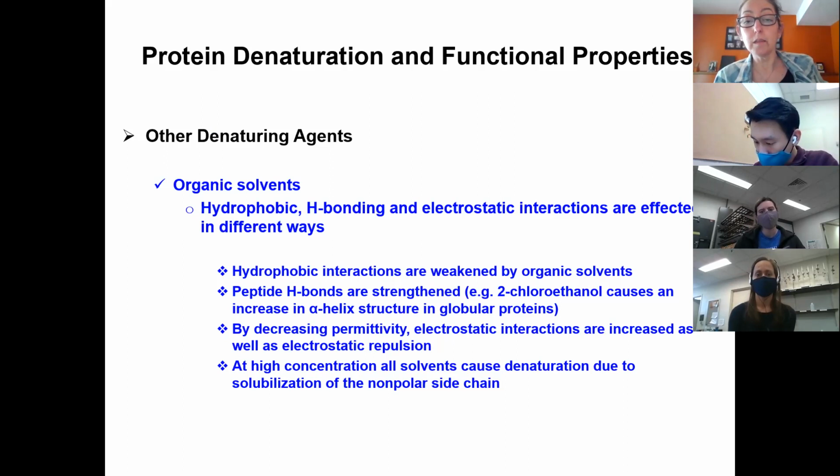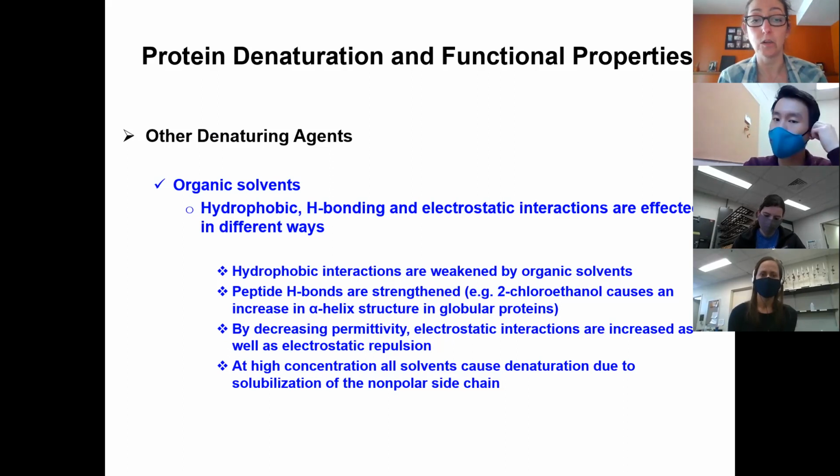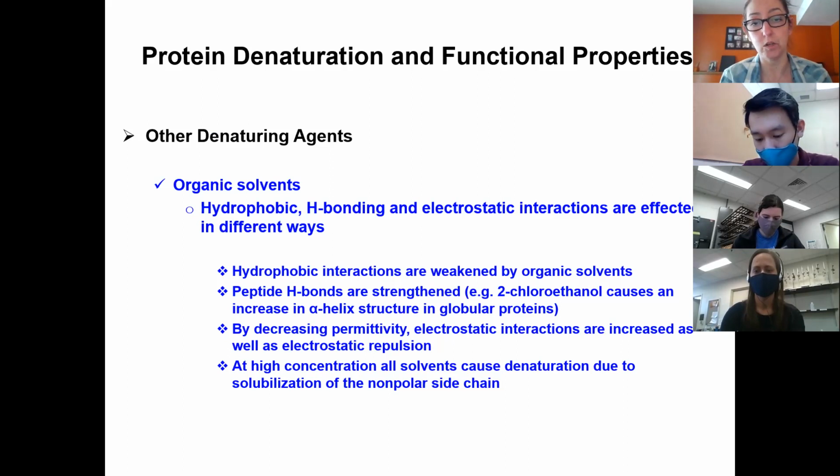Hydrogen bonds are strengthened. And then electrostatic interactions are increased, as well as electrostatic repulsions. So when you have low permittivity, when you have less water, the permittivity is less in organic solvent than in water. So you have more electrostatic interactions or repulsions. At high concentrations, all solvents cause denaturation, basically due to solubilizing of the nonpolar residues, as I just mentioned.